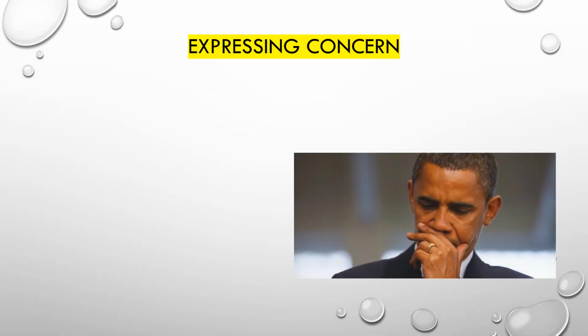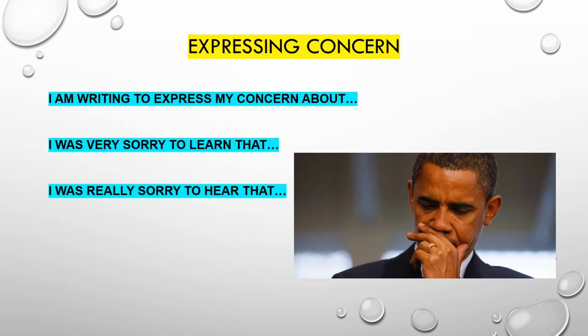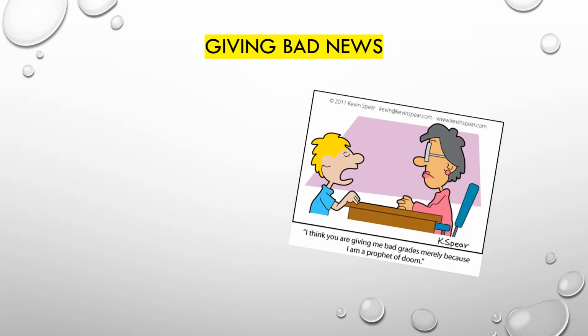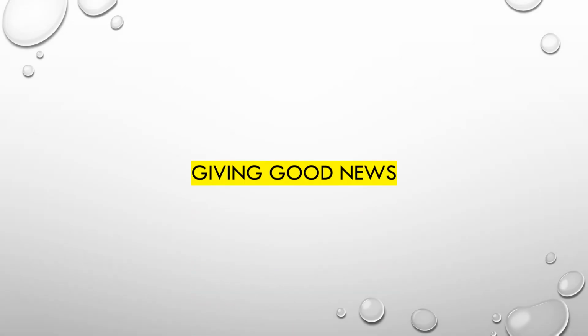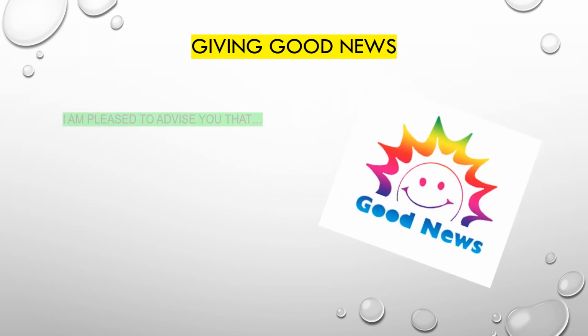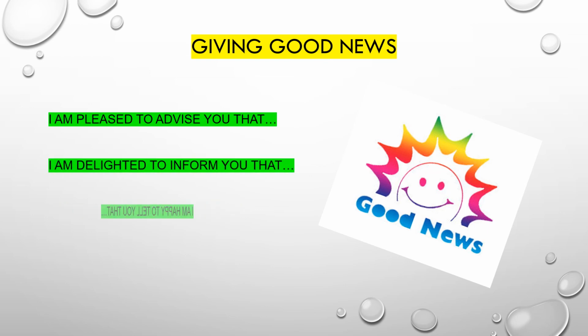If you're expressing concern, you can say I'm writing to express my concern about, or I'm very sorry to learn that, I was really sorry to hear that. If you're giving bad news, you can say I regret to advise you that, or I regret to inform you that, or I'm sorry to tell you that. If you're giving good news, you can say I'm pleased to advise you that, or I'm delighted to inform you that, or I'm happy to tell you that.